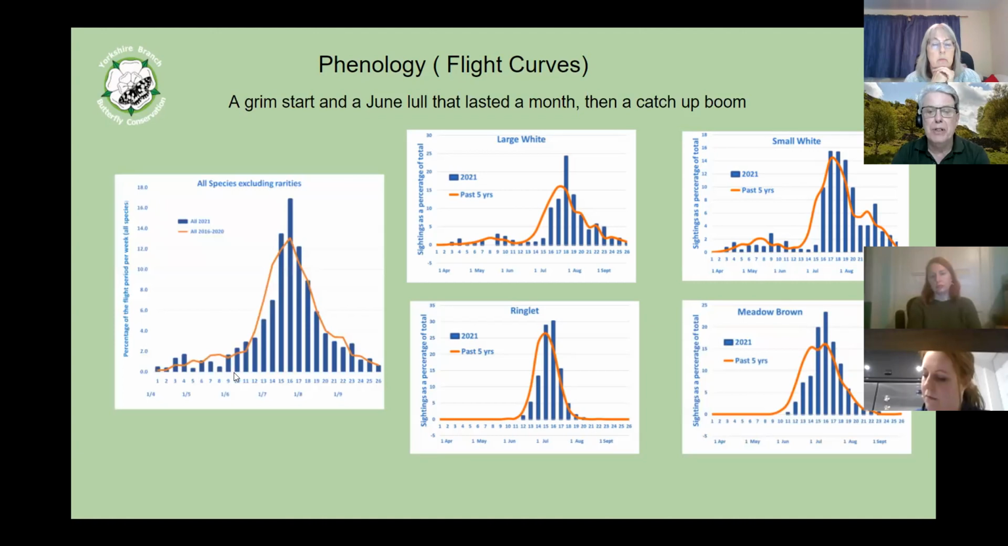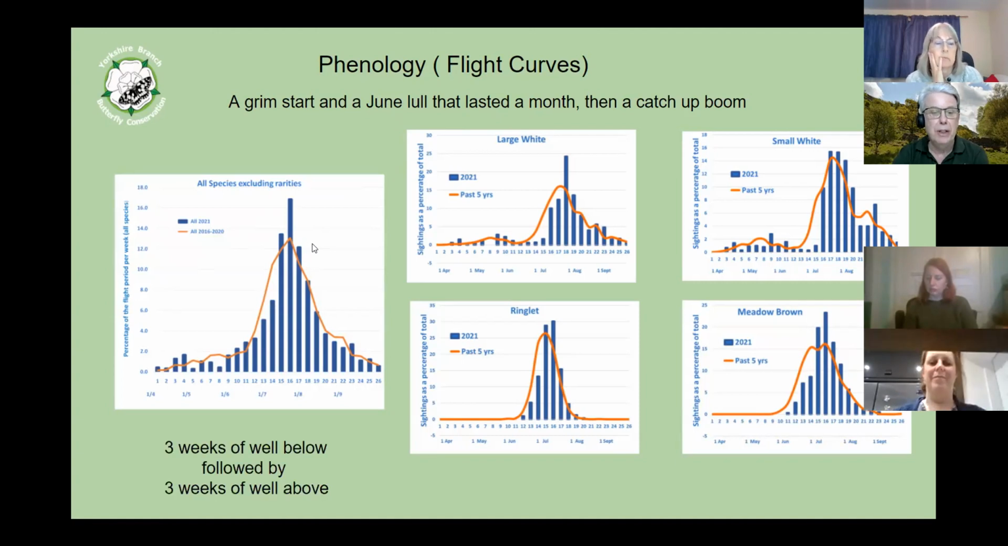The June lull, which those butterfly people will know is a tradition each year. There's always a gap between the spring species and the summer species. Normally it's about 1 week, 2 weeks in length. This year, I've never known anything like it. The June lull lasted the whole of June. But then you can see the catch-up boom was huge. So we had 3 weeks well below and then 3 weeks well above.